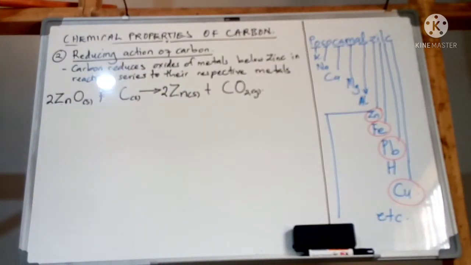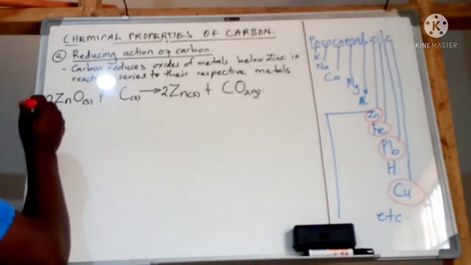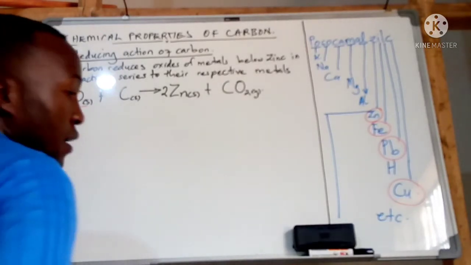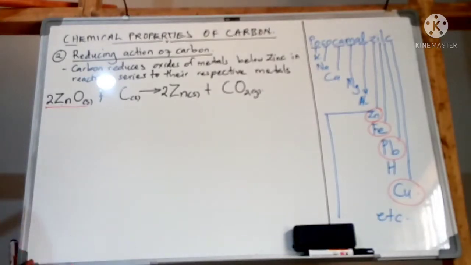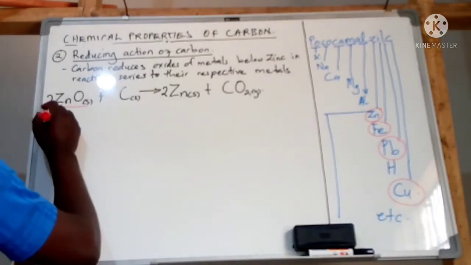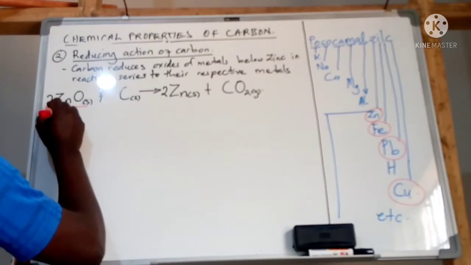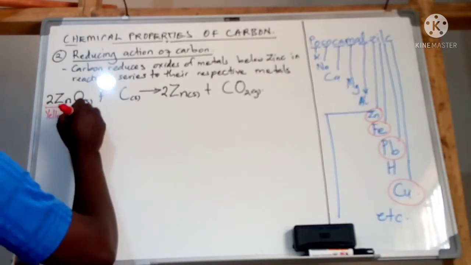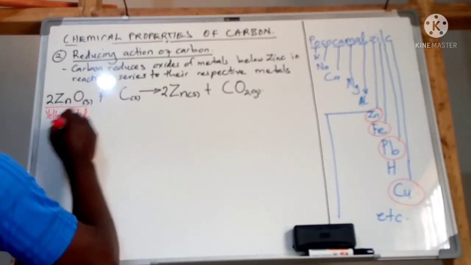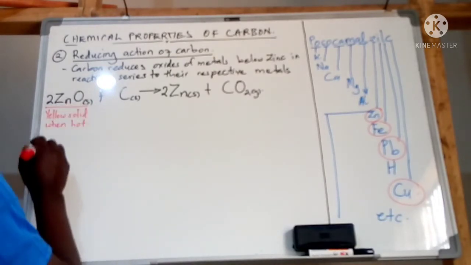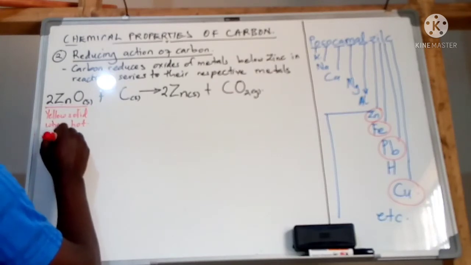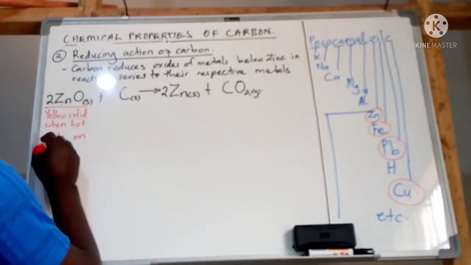So expect us to request for observations. I would like to tell you that this oxide of zinc shows us 2 colors. If it is hot, it is going to be a yellow solid when hot. However, it is white on cooling.